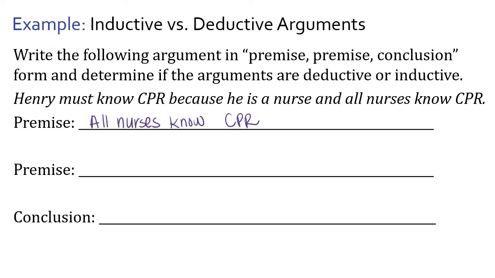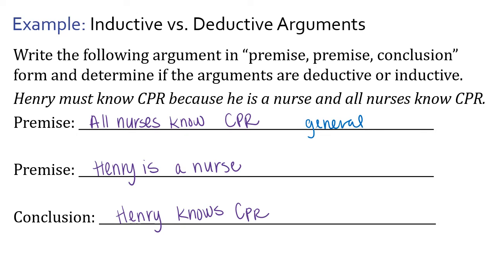So the first premise is all nurses know CPR, or you can write he is a nurse. Henry is a nurse. So these are two premises, and again, you can write them in a different order. But those are the reasoning that they use to come up with this conclusion that Henry must know CPR. So in this situation, even though it seems pretty specific that Henry is a nurse, these are actually more general than the conclusion. So this obviously is a general statement, all nurses know CPR.